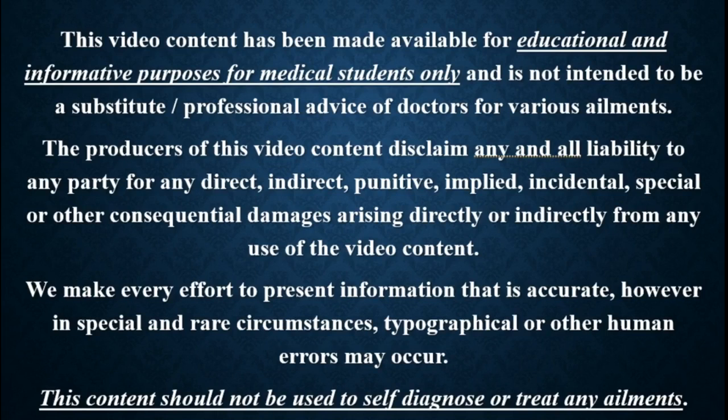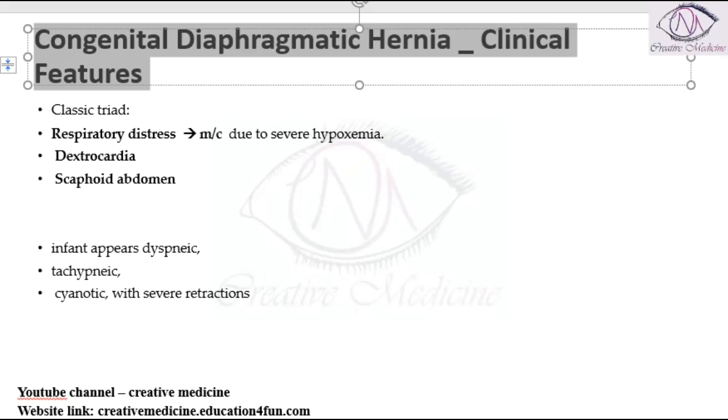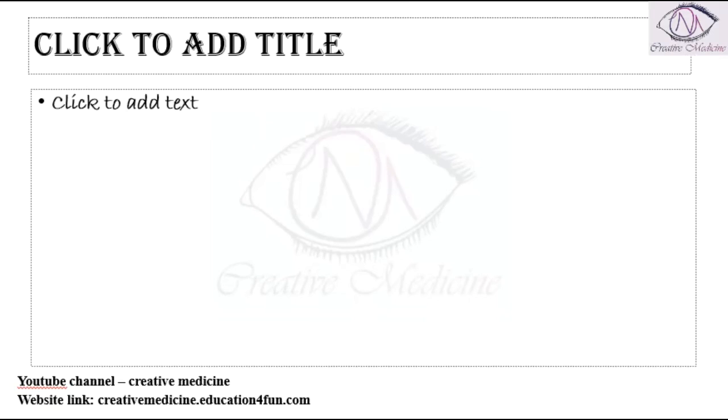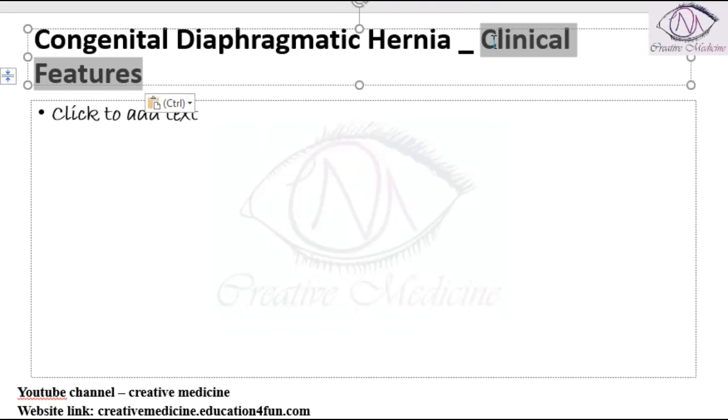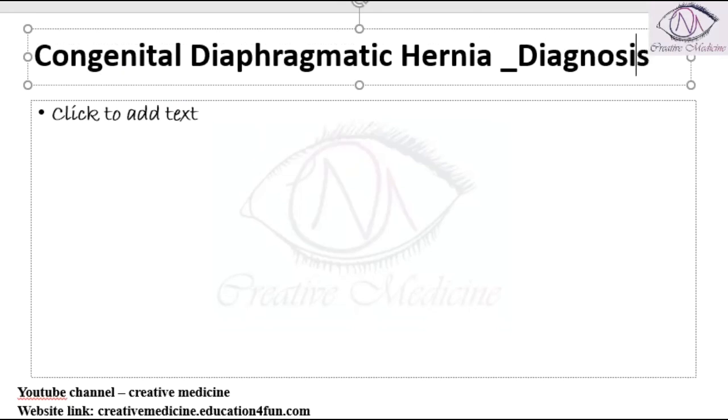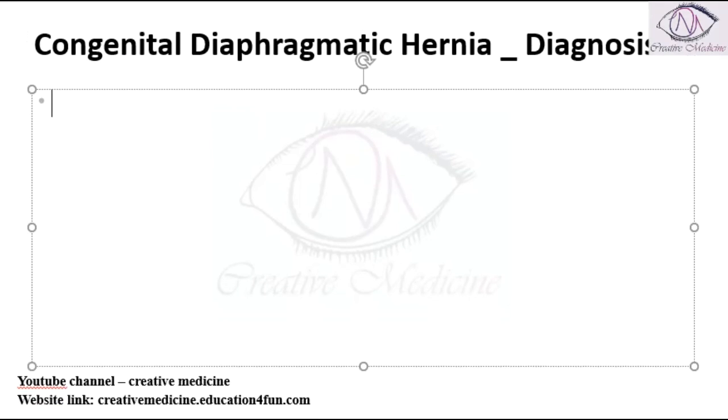In this lecture, we will learn about the diagnosis of congenital diaphragmatic hernia. For the diagnosis of congenital diaphragmatic hernia, it is better to diagnose the condition prenatally. Prenatally, it is diagnosed with the help of a prenatal ultrasonography.